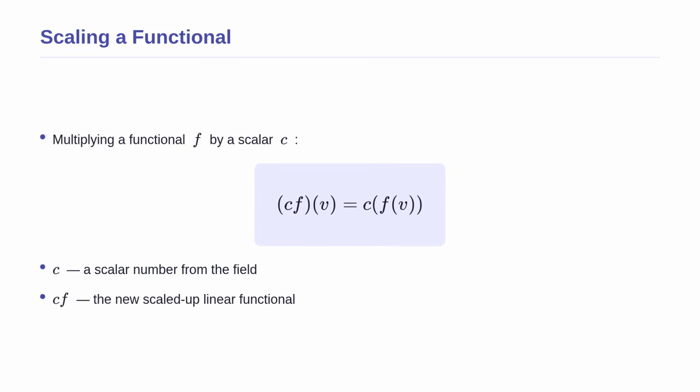Next, we have the rule for scalar multiplication. If we multiply a functional f by a constant number c, we create a new scaled functional. The formula shows that applying this scaled functional to a vector v is exactly the same as applying the original functional to v, and then multiplying the final numerical answer by c. If the scalar c increases, the final numerical output increases by that exact multiple. This ensures that stretching our mathematical measuring tool scales the final measurement by the exact same amount, preserving the linear geometry of the space.